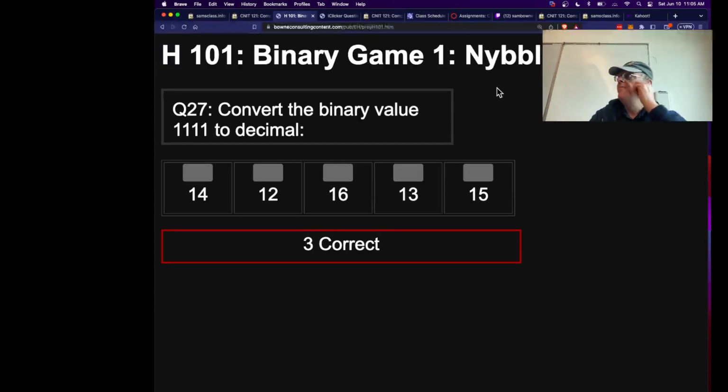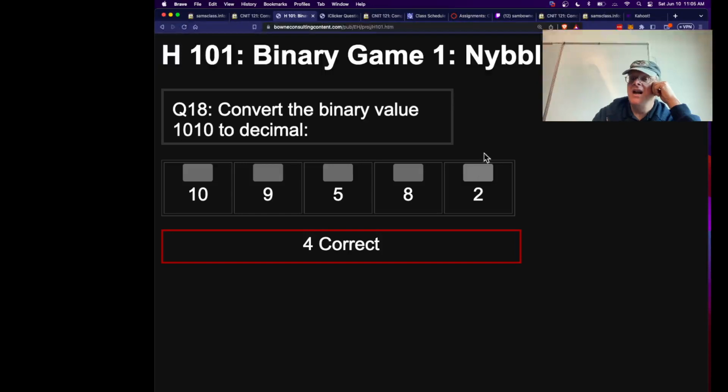How about that one? 15. That's 15, the largest possible one. And that one? 10. Remember that one? Good. All right, so that's the game. And when you get 10 correct, you'll get a flag.